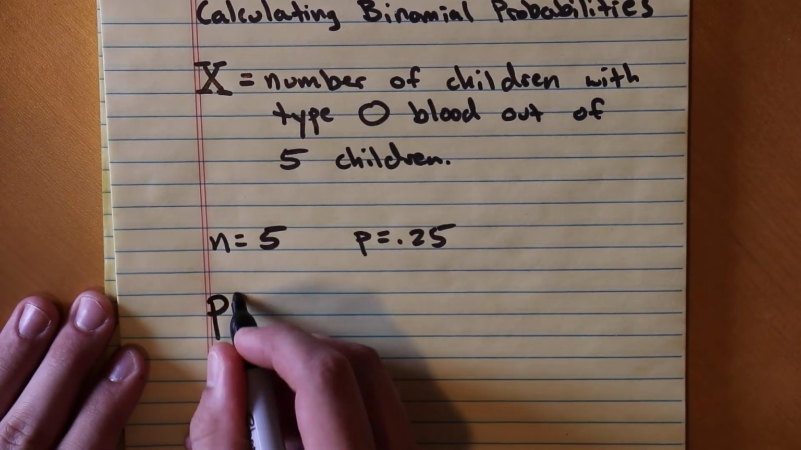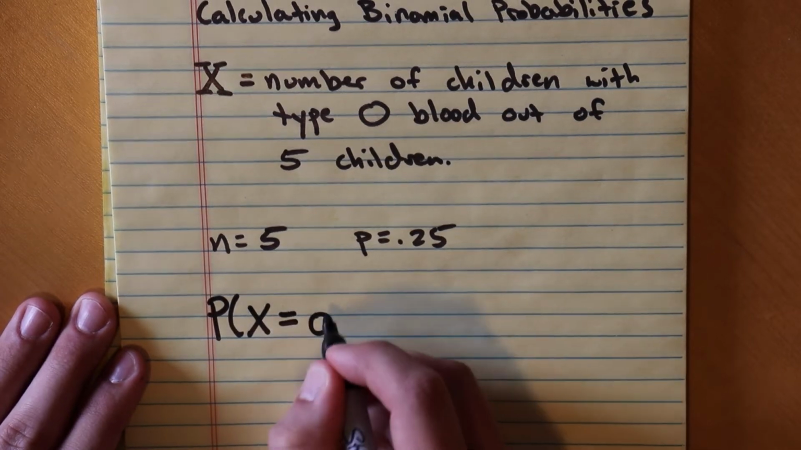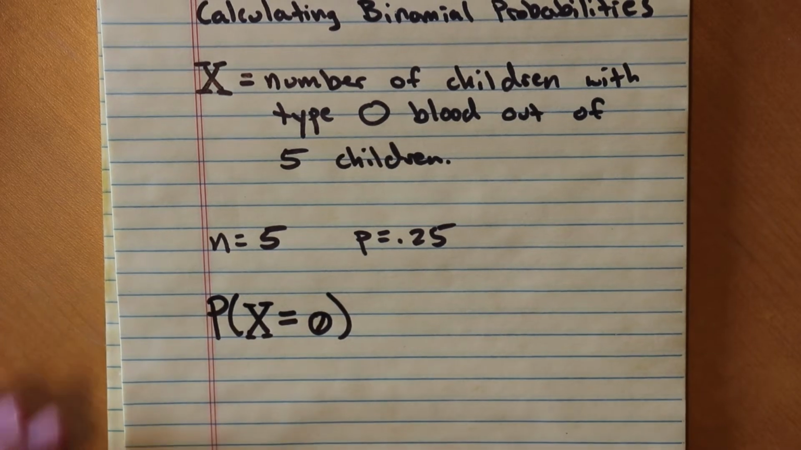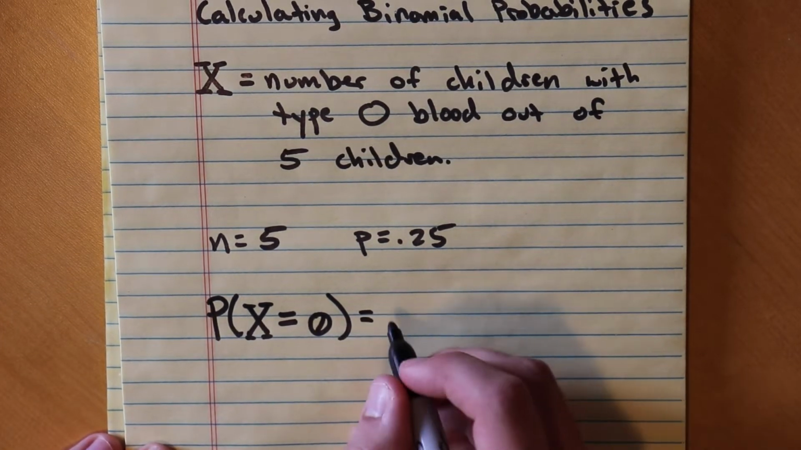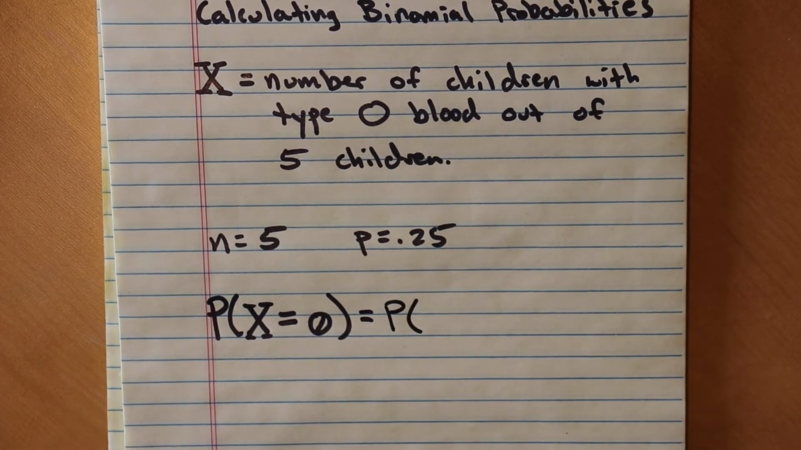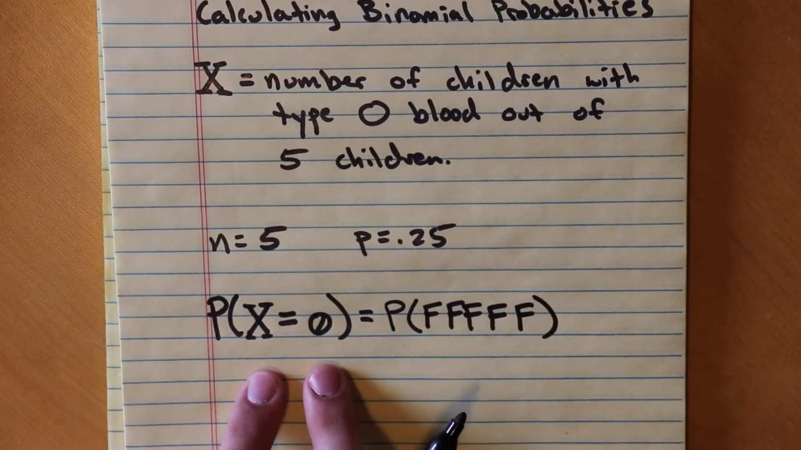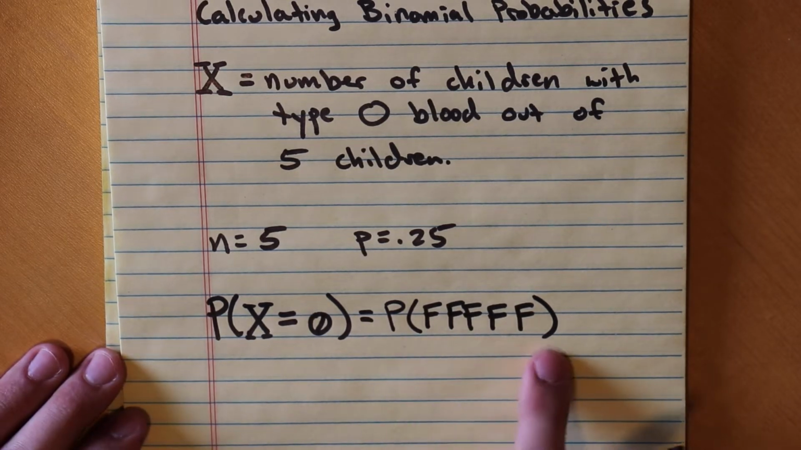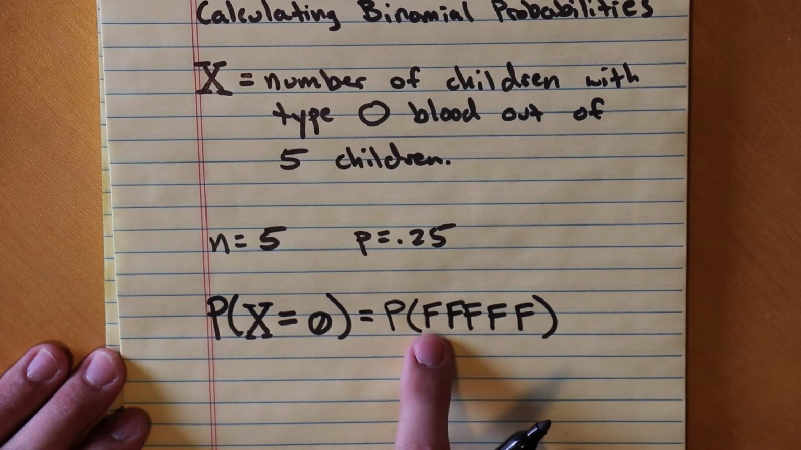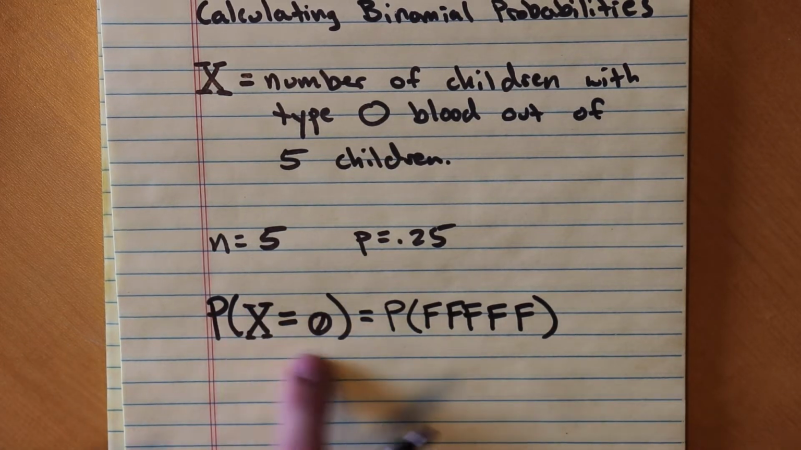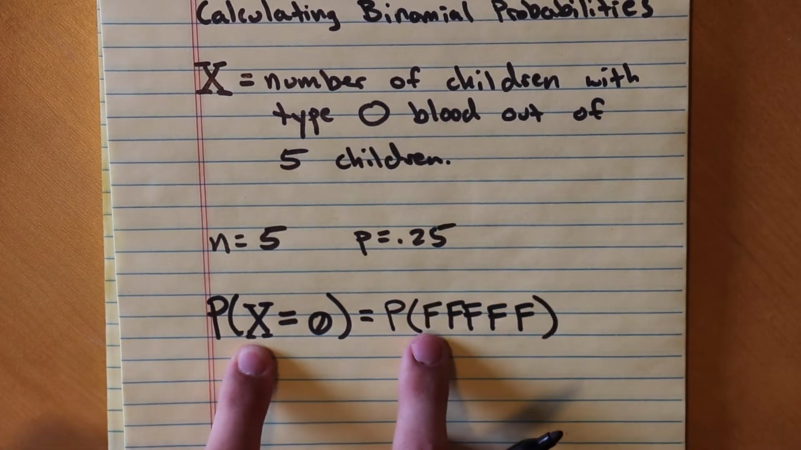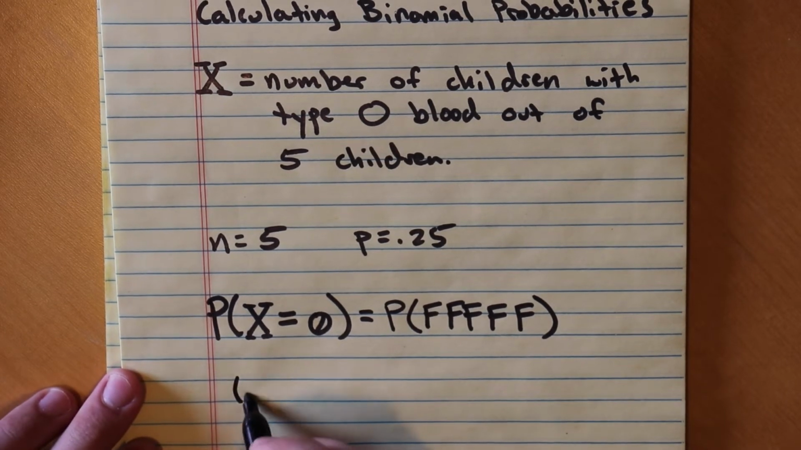Let's say I wanted to calculate the probability that X equaled 0. In other words, you have 5 children and none of them have type O blood. But really, this is equivalent to the probability of, I'm going to say S for success and F for failure, 5 failures. And so how do we calculate these probabilities? Well, once again, we're trying to find the probability that we have no kids with type O blood. Now, the probability is 25% of having type O blood, which means that if they don't, then the first kid has a probability of 75%.